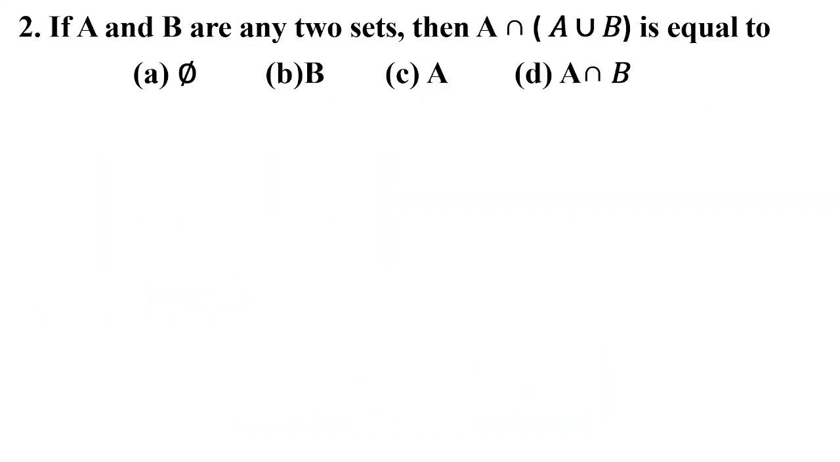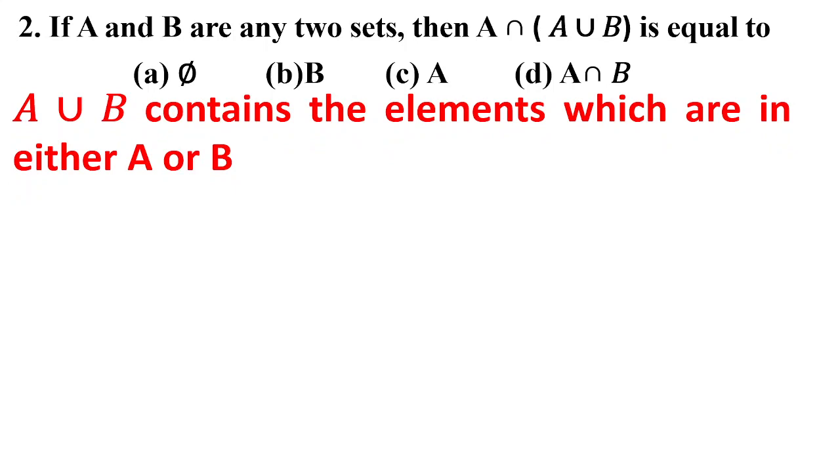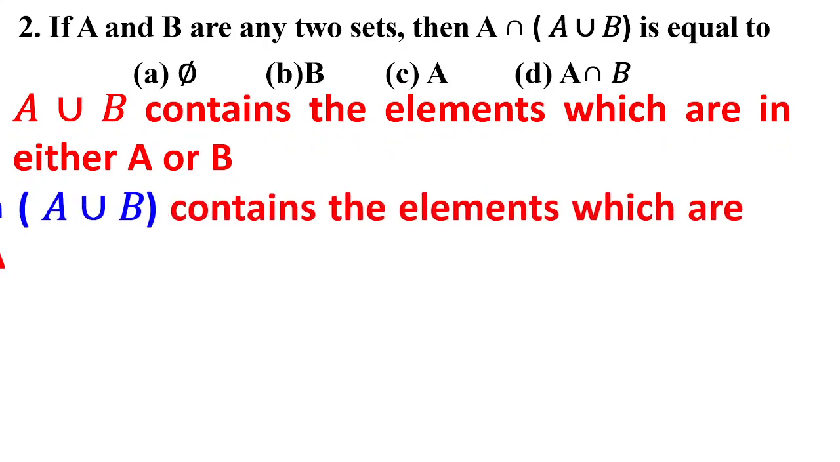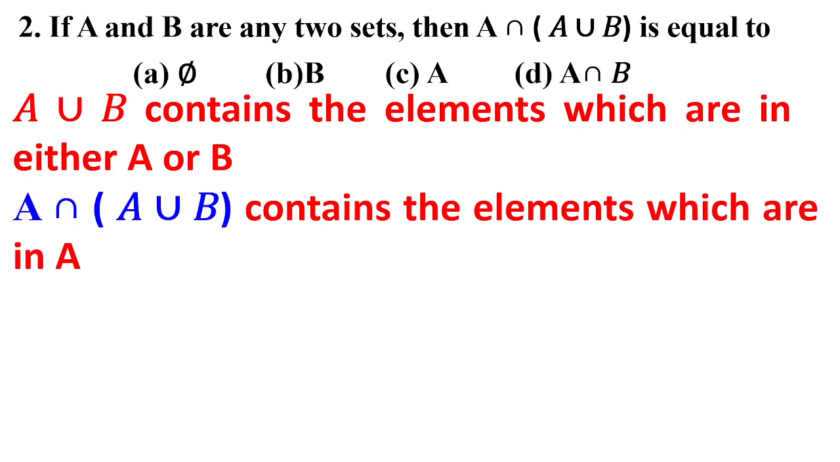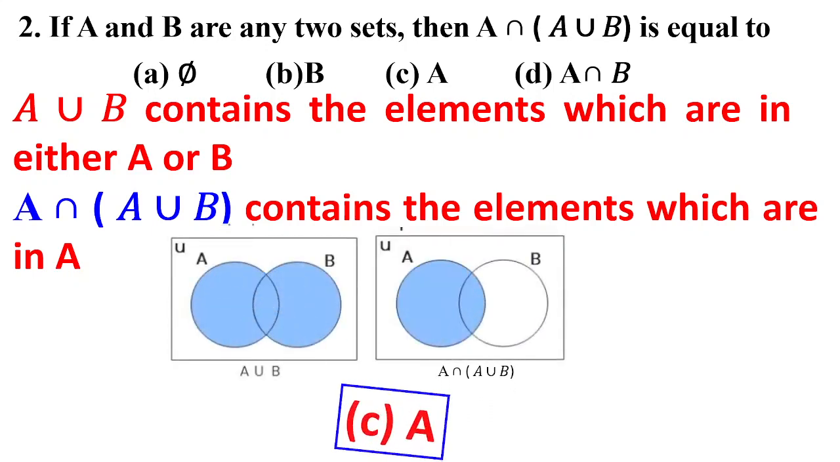Go to question number 2. A and B are any two sets. Then we have to find A intersection (A union B). Now we know what A union B is. It contains the elements which are in either A or B. Then A intersection (A union B) contains the elements which are in A. Therefore it is the intersection, common to A and A union B. Therefore the answer is C, that is A. Now it is being shown through a Venn diagram also. This is A union B, and in this A union B we want the elements which are common to A also. Therefore the answer is A.